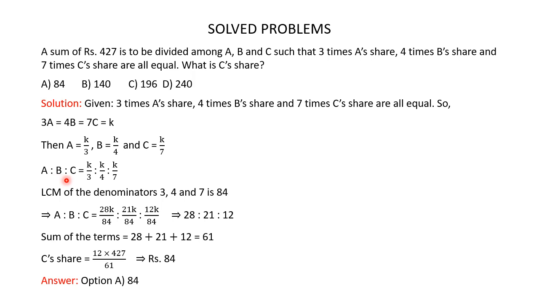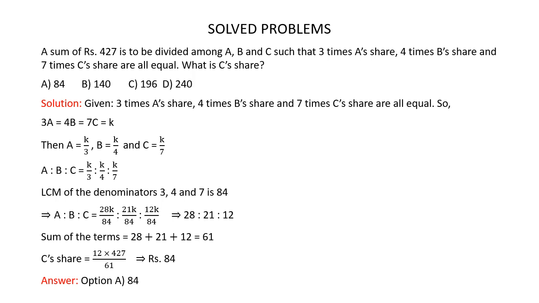So A is to B is to C is equal to K by 3 is to K by 4 is to K by 7. Now the LCM of the denominators 3, 4 and 7 is 84. Now to make the denominators of these three terms as 84, multiply both the numerator and the denominator of the first term by 28. Multiply both the numerator and the denominator of the second term by 21. Multiply both the numerator and the denominator of the third term by 12.